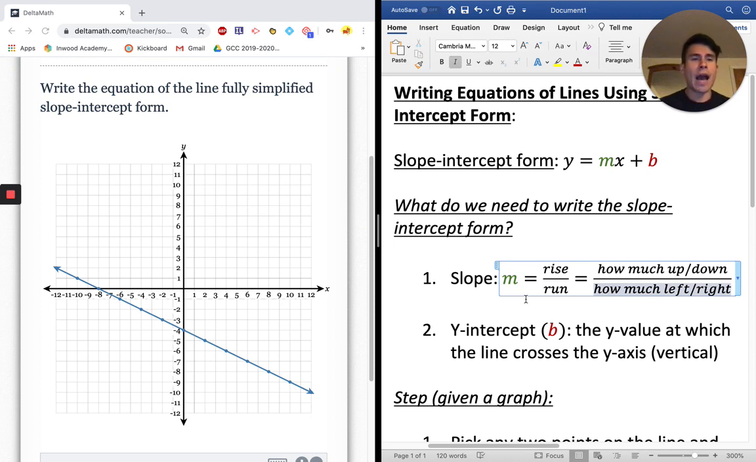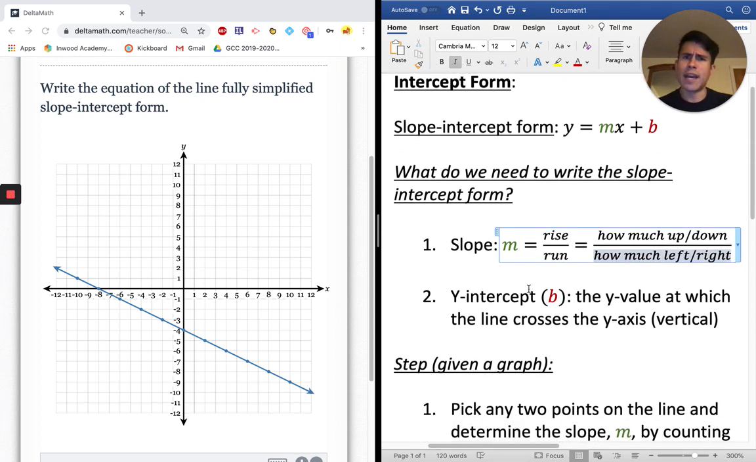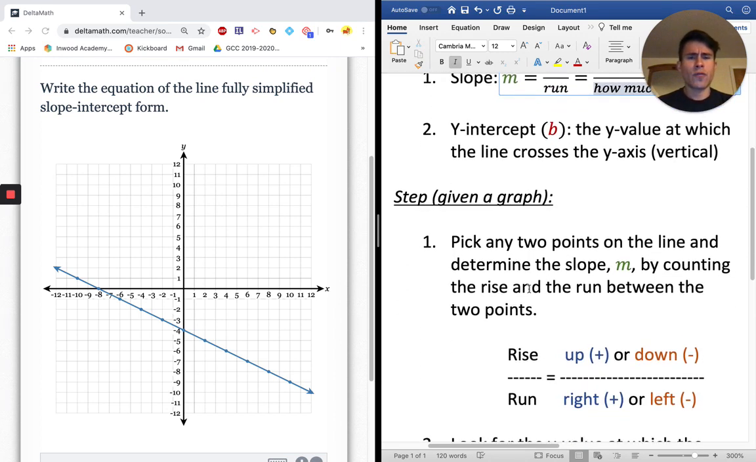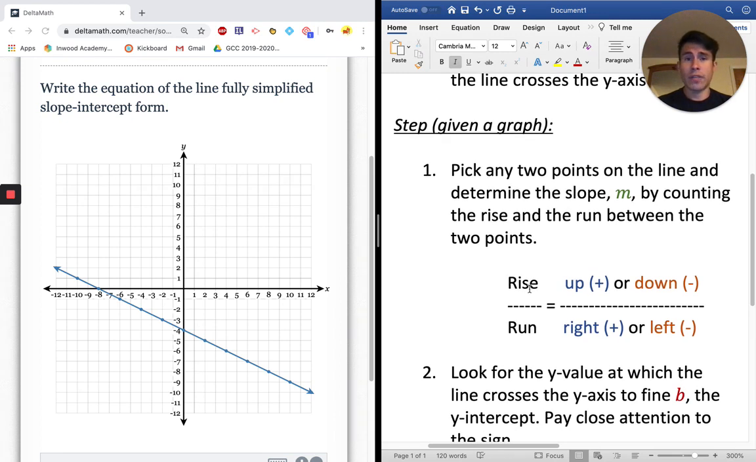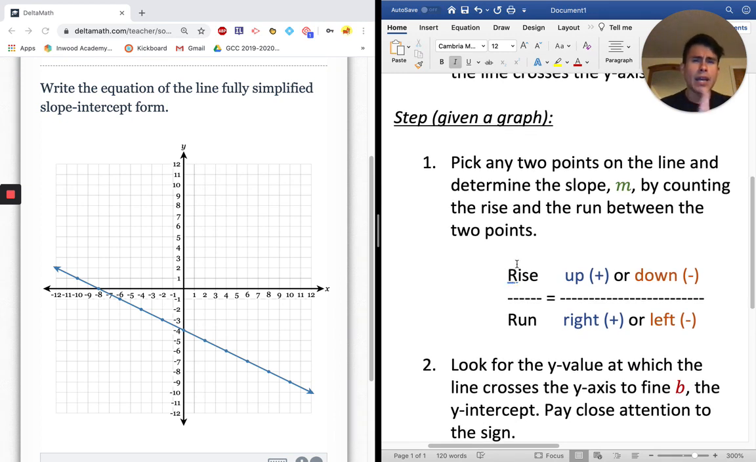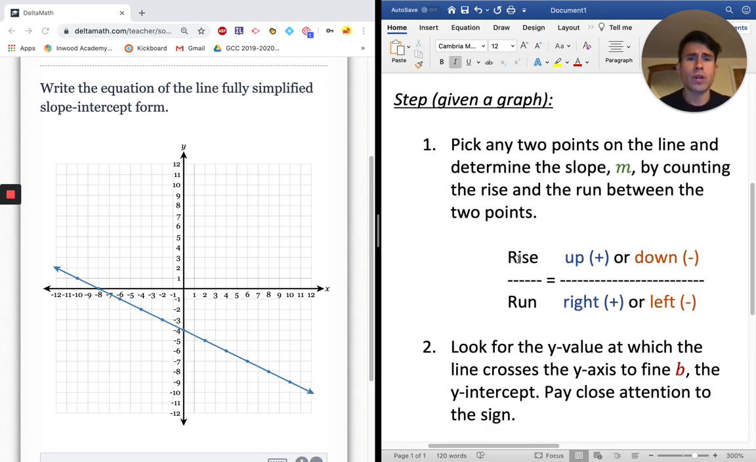Now, how do we go about using these two pieces of information to graph our line? Well, let me show you. It's pretty simple once you get the hang of it. The first step, if we're given a graph, like we will be seeing in all these problems, is that we're going to pick any 2 points on the line and we're going to determine the slope, remember our m, by calculating the rise and the run between those 2 points. Now, does it matter which 2 points on the line? No, just pick any 2.